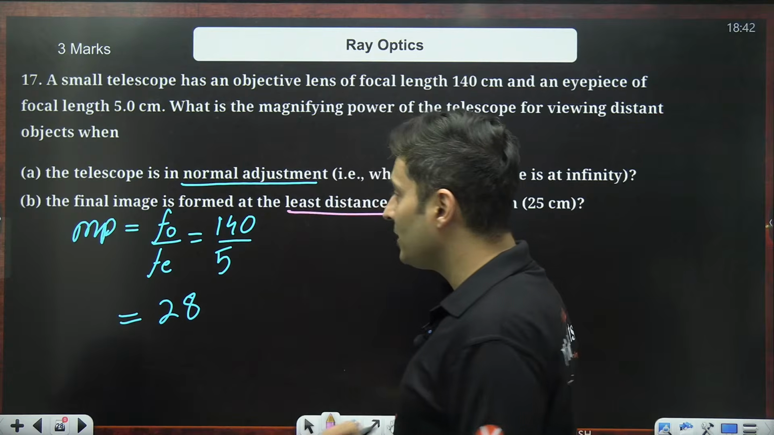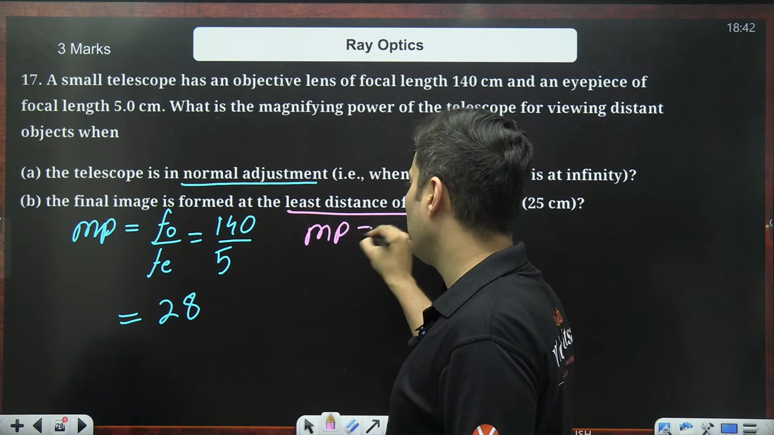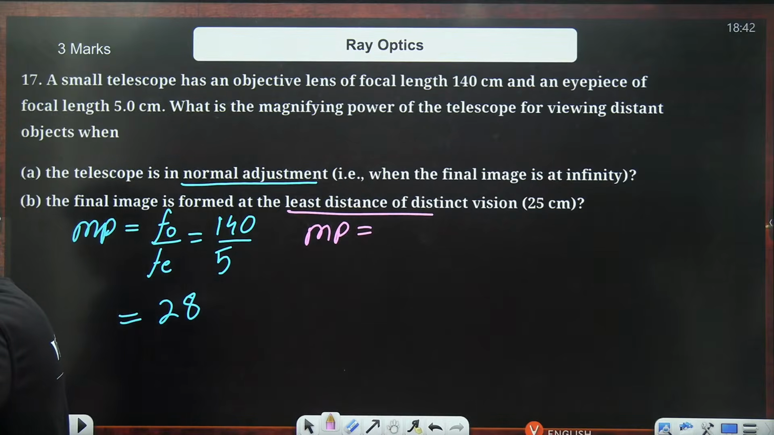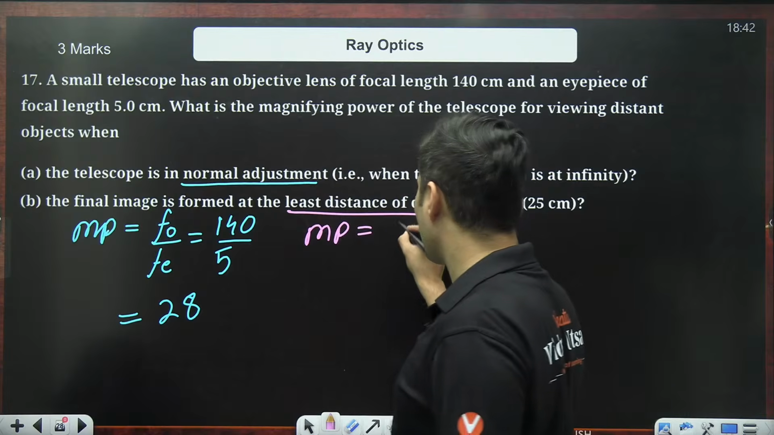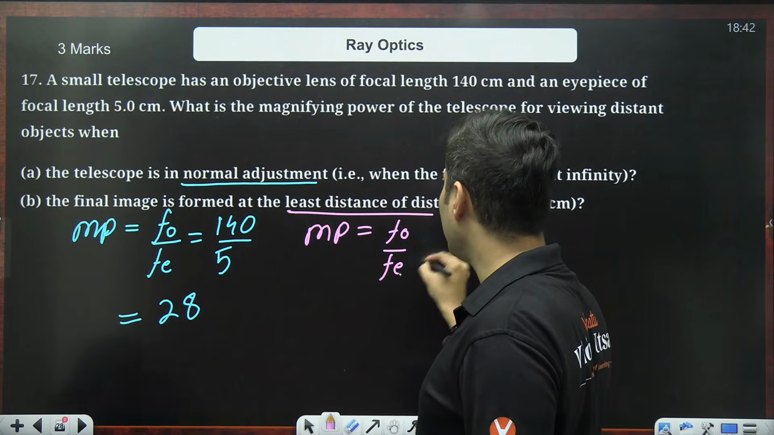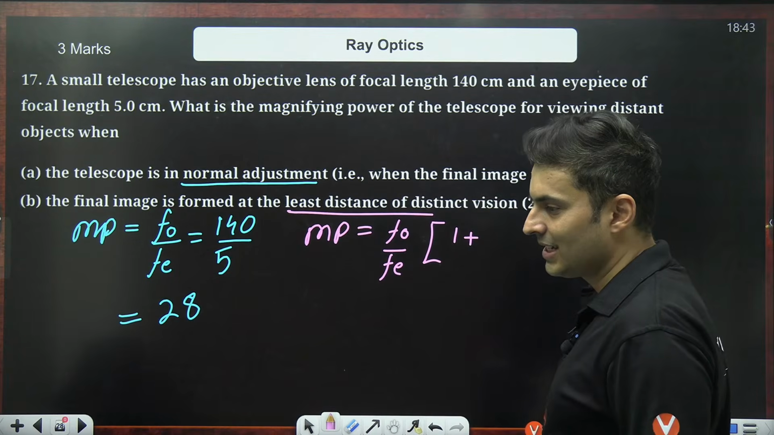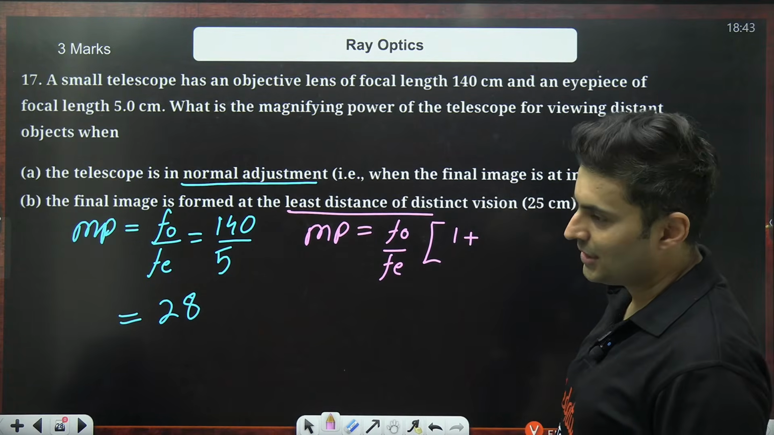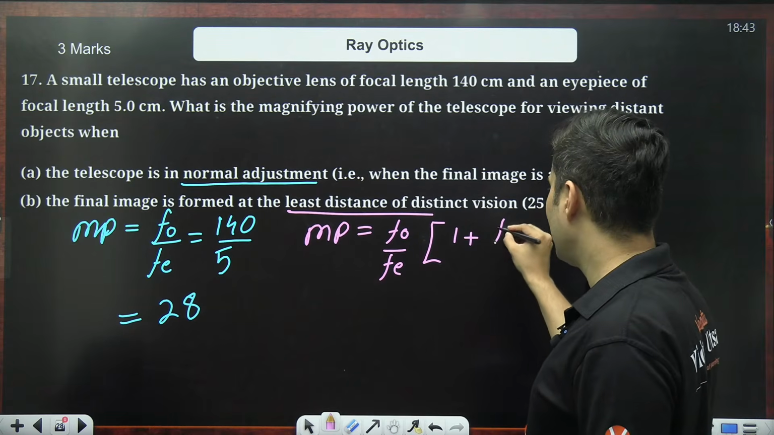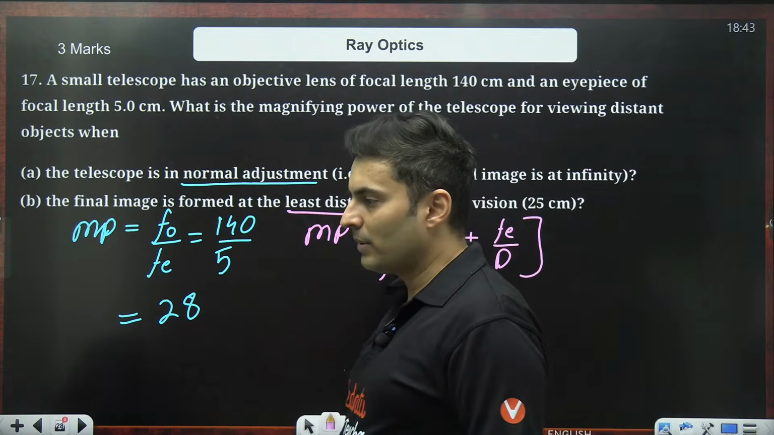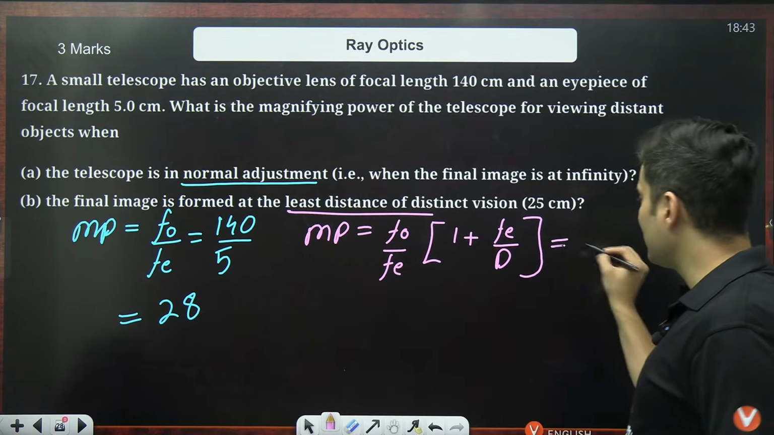Anyways, least distance of distinct vision. In that case, remember what is the formula, guys, when it is the situation of least distance of distinct vision? Yes, correct, 1 by F, Sanjit. Yes, I changed it. The formula is FO by FE, and the eyepiece is at least distance of distinct vision, so 1 plus FE by D. That's it. That is the change in the formula.